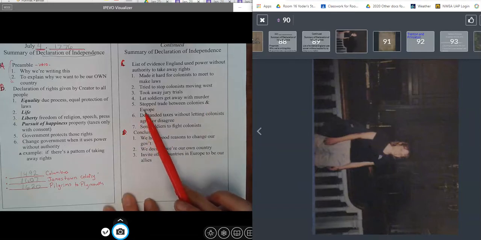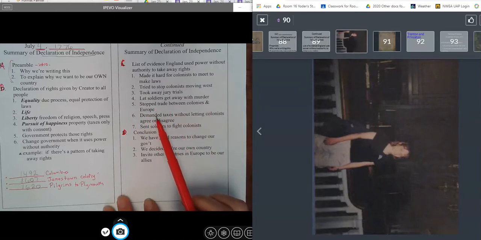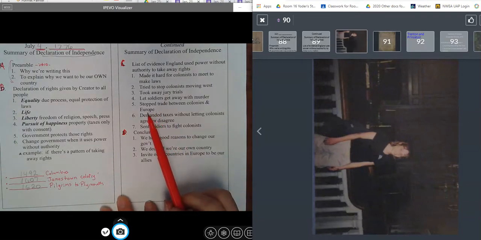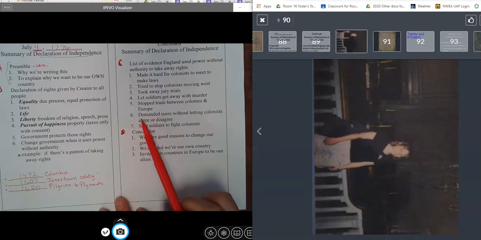And this one, we haven't talked about this as much, but England stopped the trade between colonies and Europe. Because England was the mama, they were able to say, nope, colonists, you can only send your goods back to us in England, nobody else. And you must buy all of your stuff from us, from boats from England. And the colonists didn't like being told who they could or could not buy from.